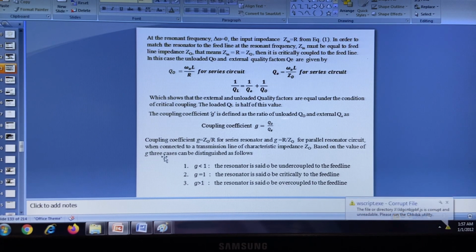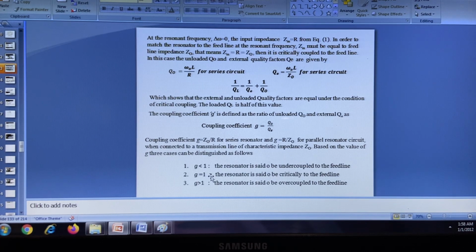Based on the value of g, three cases can be distinguished as follows. If g is less than 1, the resonator is said to be undercoupled to the feed line. If g is equal to 1, the resonator is said to be critically coupled to the feed line. And if g is greater than 1, the resonator is said to be overcoupled to the feed line. So for critical coupling, we have g equal to 1.